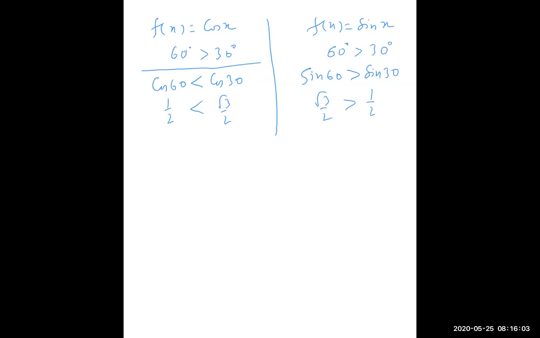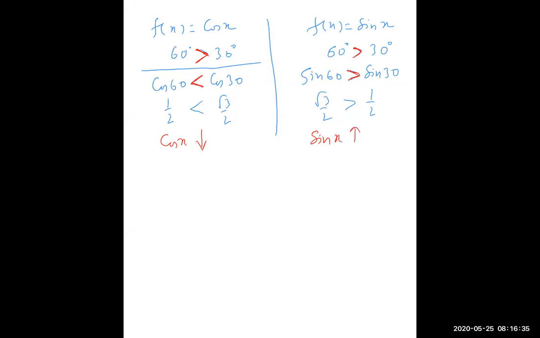So one thing you can observe here: this greater than sign is converted into a less than sign. But here also I am having a greater than sign. Why is this happening? The reason is cos x is a decreasing function and sin x is an increasing function.